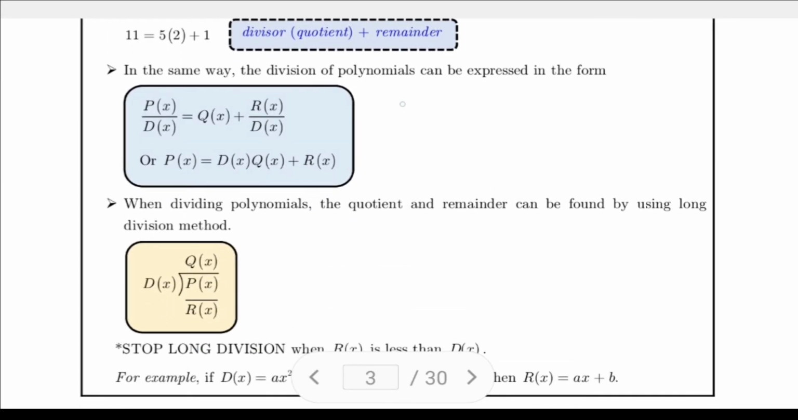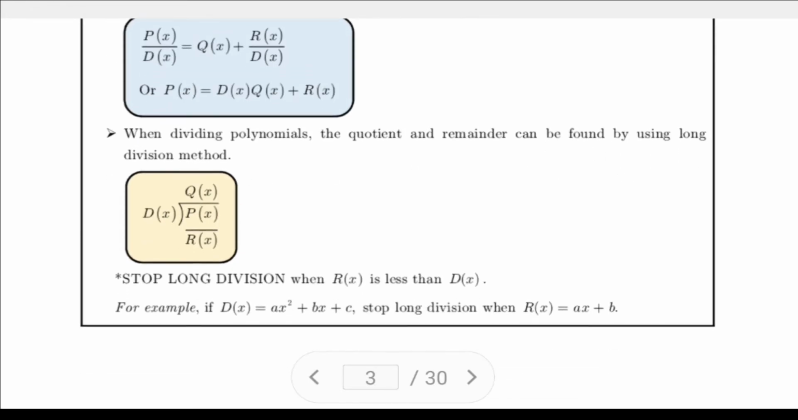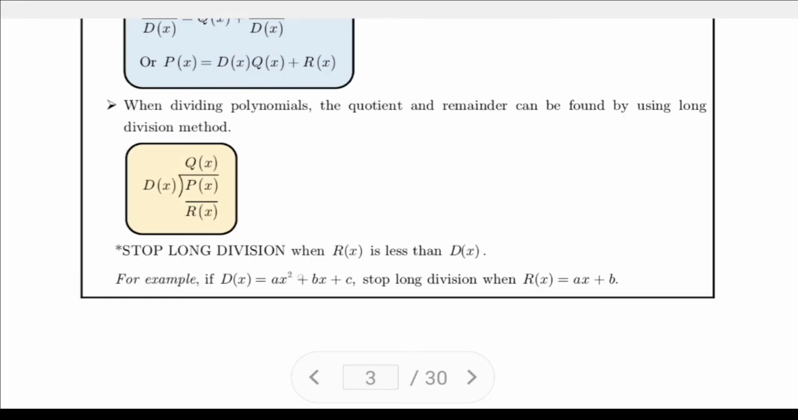So in the same way, division of polynomials can be expressed in the form of Px over dx equals Qx plus Rx over dx, or Px equals dx Qx plus Rx. When dividing polynomials, the quotient and remainder can be found by using the long division method. We only stop our long division when our Rx, the remainder, is of lower degree than dx. For example, if dx equals ax squared plus bx plus c, we're going to stop our long division when our remainder is linear, ax plus b.